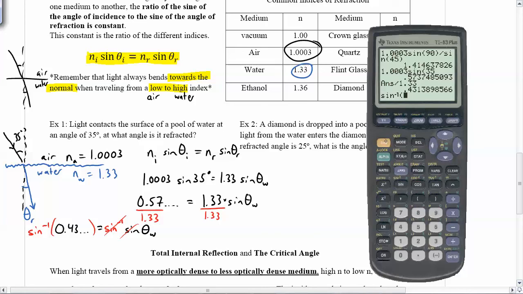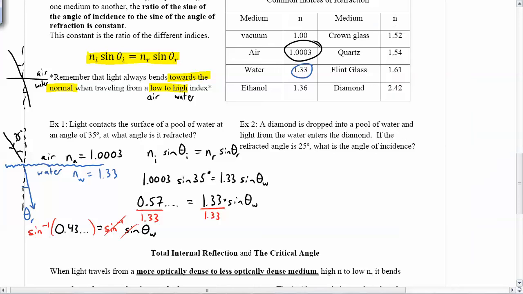Then we plug in all those numbers, the answer 0.431389, to get the angle, 25.555 degrees. With 2 sig figs, I'm looking at an angle of 26 degrees. So in air, my angle was 35, and now it's bent much closer. This angle here is 26 degrees.